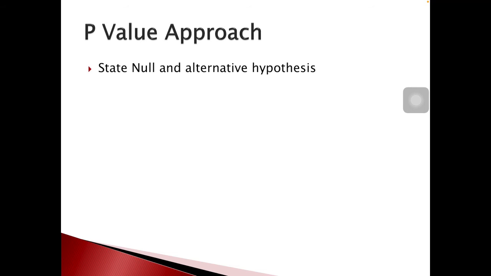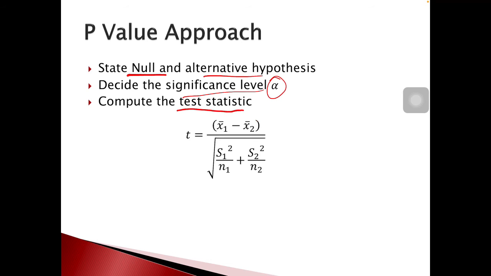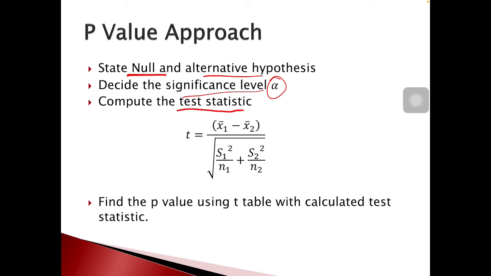The previous steps are very similar. State the null hypothesis and alternative hypothesis. Decide the significance level alpha. Alpha is given. Then compute the test statistic using the same formula. Next you have to find the p value using the t table.